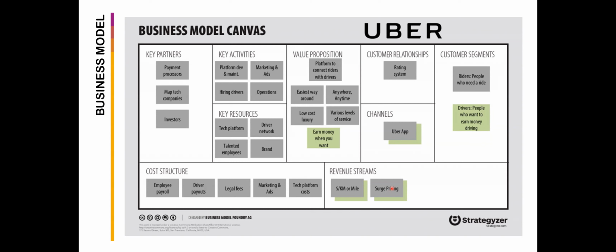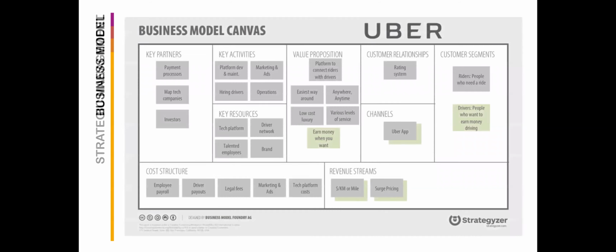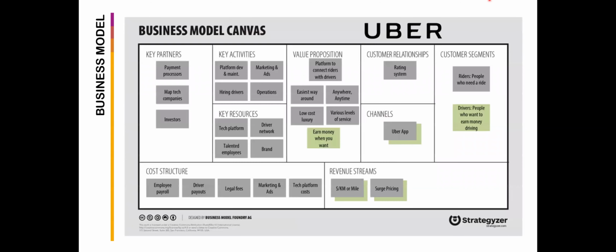Okay. Cost structures. What exactly are they paying? They are paying for payroll, for driver payouts, legal fees. They are also paying for marketing and ads, and also tech platform costs. So here you see the entire picture of the operations of the business. Any questions on the business model canvas?